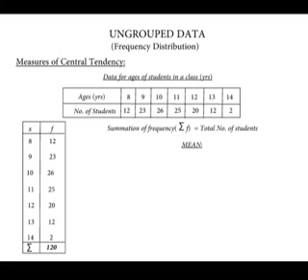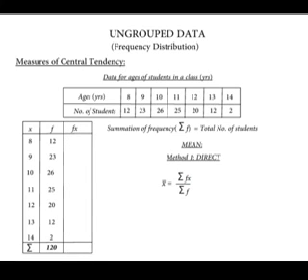Mean. The mean for a frequency distribution is given by two methods. One, the direct method, and two, using an assumed mean. Let's start with the direct method. In the direct method, mean is equal to summation of fx over the summation of f. From this formula, it means we need another column of fx. That is, we multiply each observation by its corresponding frequency.